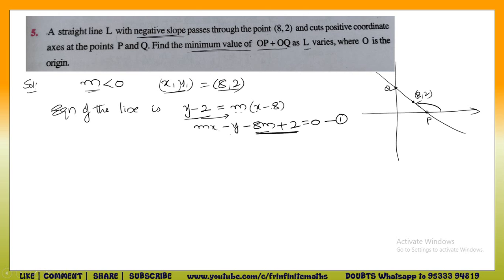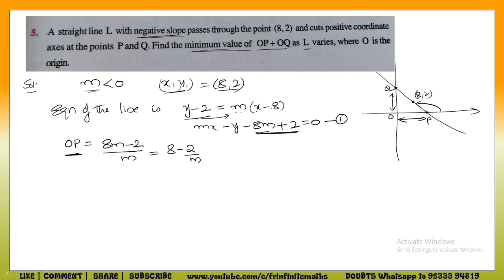Now what he has given, OP and OQ. So this OP is my length of x intercept, and OQ is my length of y intercept. If I want OP, I need to find out the x intercept. For x intercept, simply keep y equal to 0. So put y is equal to 0, then x is equal to, that is nothing but OP. So OP is equal to this minus 8m plus 2. If I transpose, this becomes 8m minus 2 divided by m. Now this I can write as 8 minus 2 by m.